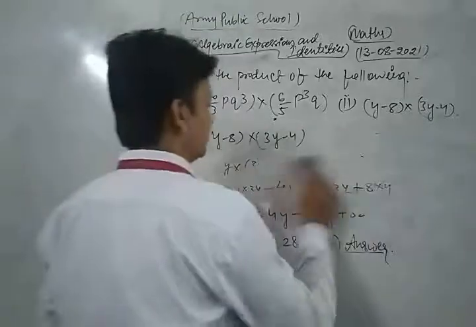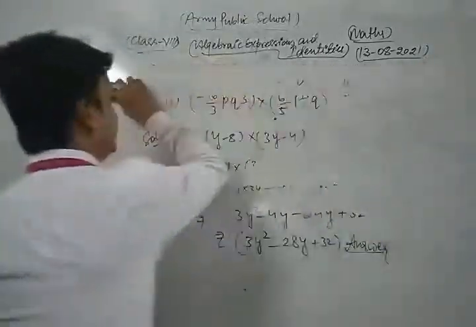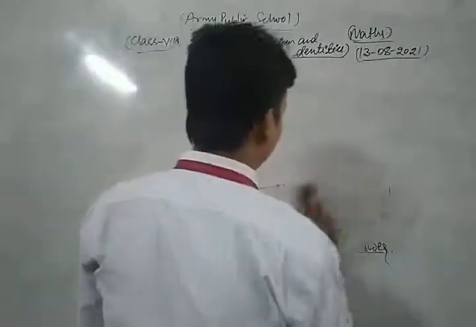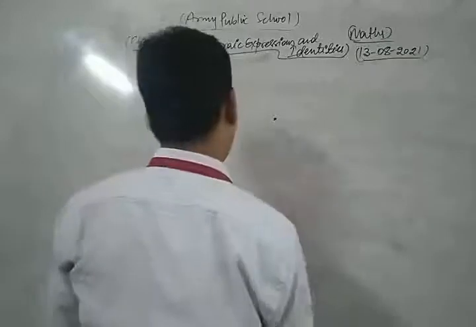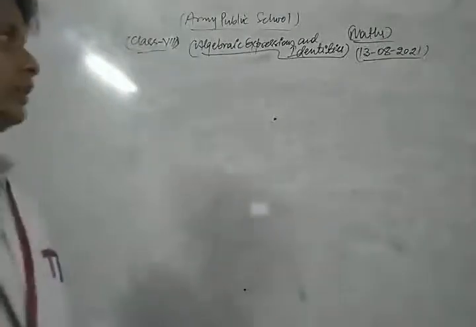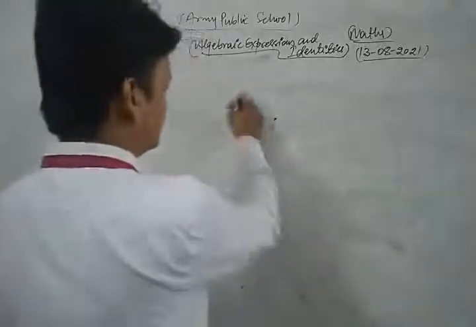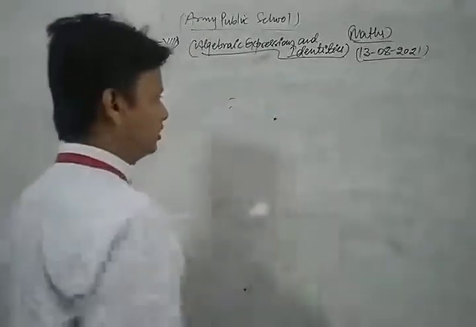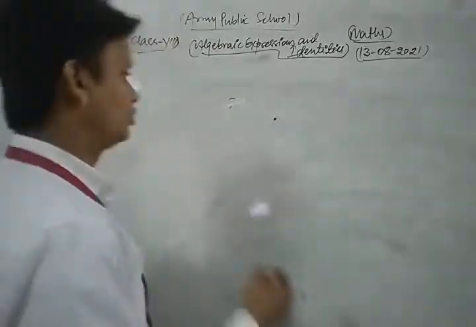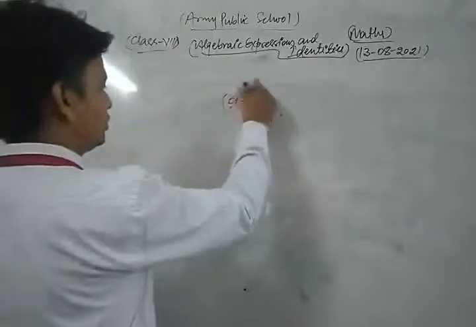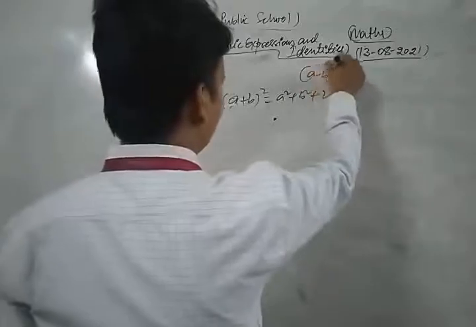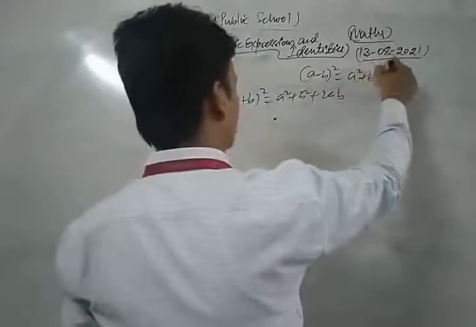Now, dear friends, we take some other important questions based on algebraic expressions and identities. And now we take some important questions based on the formulas. You know that the identity (a plus b) whole square is equal to a square plus b square plus 2ab, and another is, (a minus b) whole square is what? a square plus b square minus 2ab.